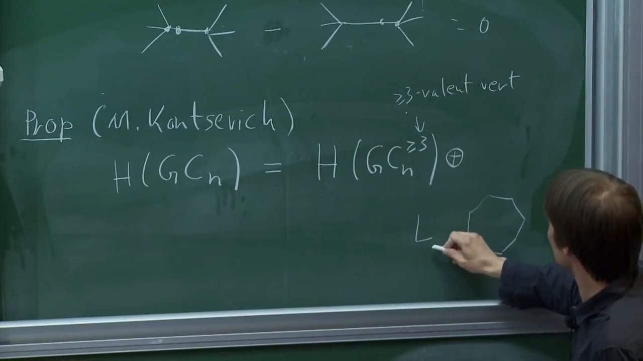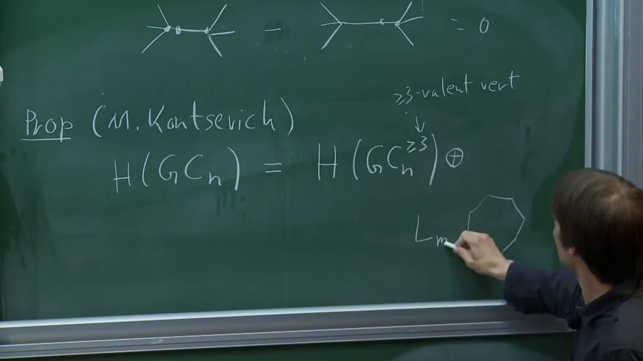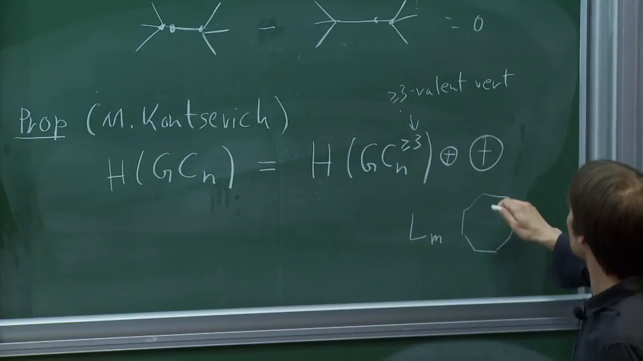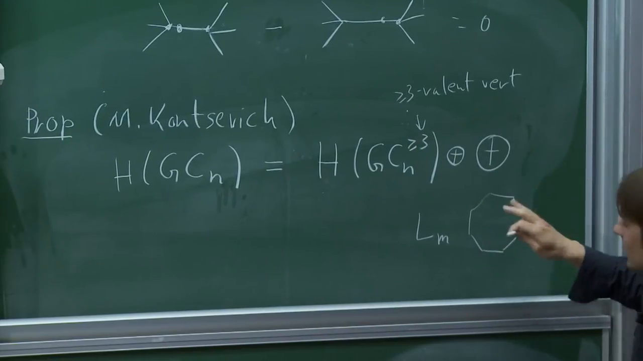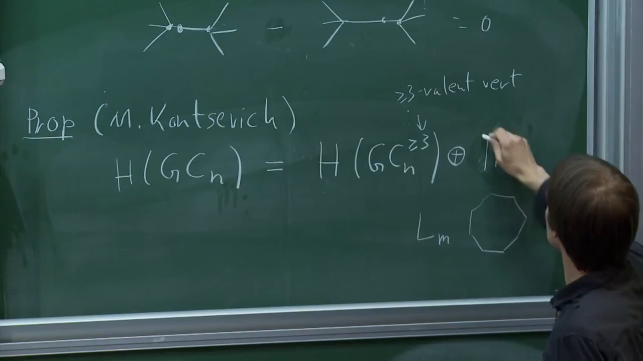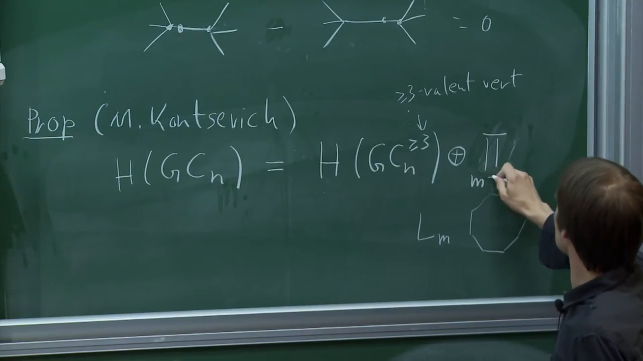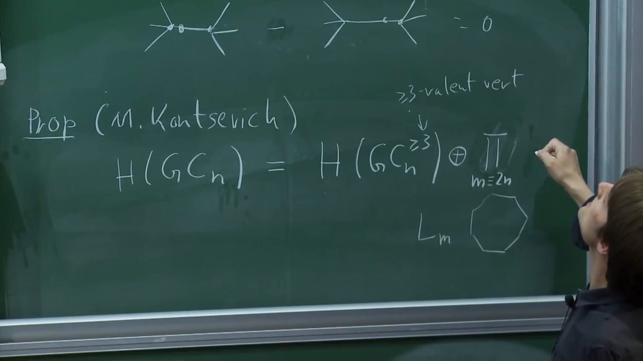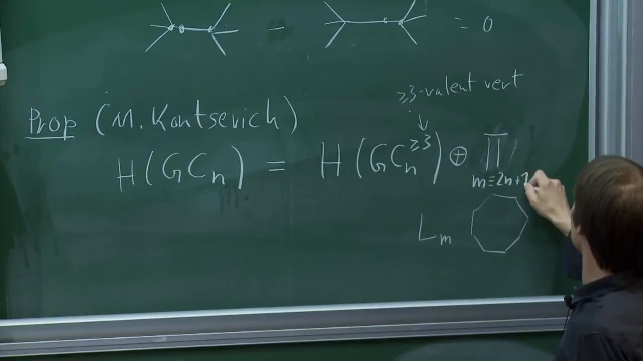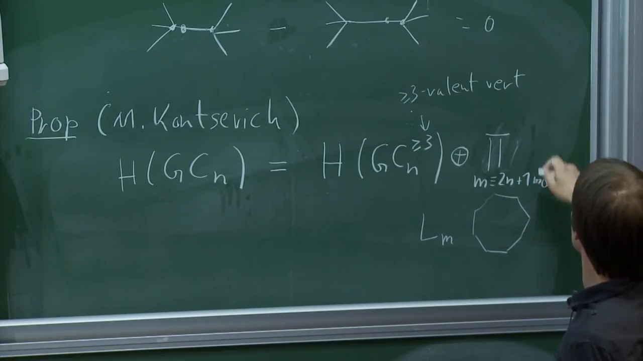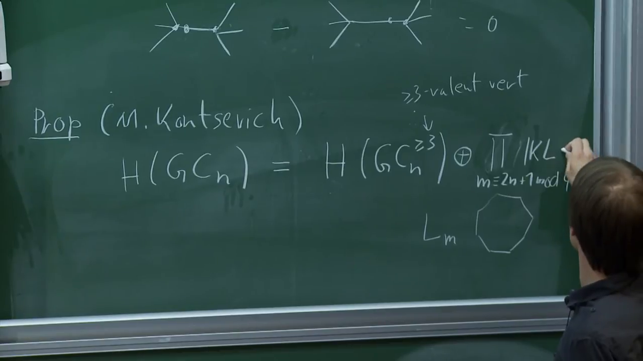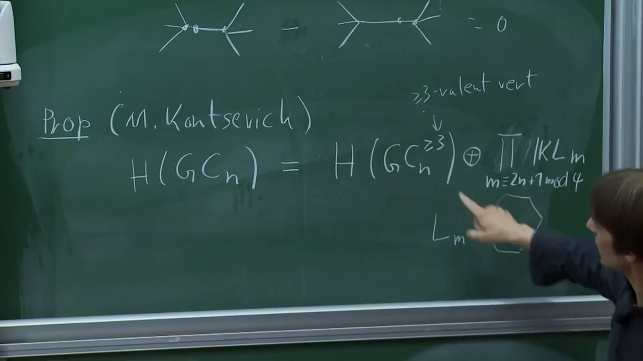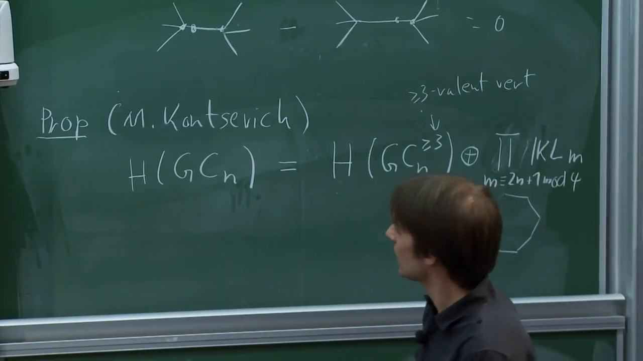Let's call these loop graphs L_M, where here we have M vertices. And here you have sum or product, it doesn't really matter. I mean, I don't want to get into it. Let's say product, so we don't have a discussion. So M equivalent to n plus 1 mod 4, L_M. So you have those wheel graphs and a completely trivalent piece.